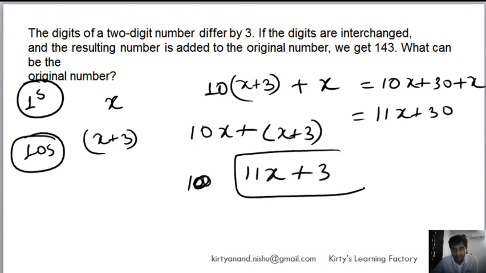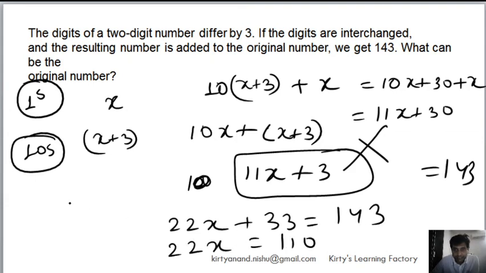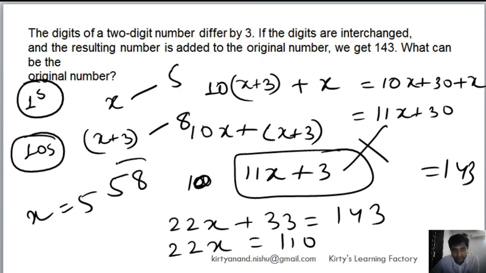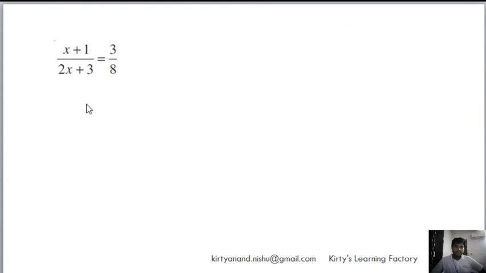That's my second number. Now when I add these two, I get 143, right? So basically it is 22x plus 33 equal to 143, and I get 22x equal to 110, and I get x equal to 5. So one digit is 5, the other digit is 8. My number is either 58 or 85. Whenever I reverse and add, I get 143. Fairly simple.